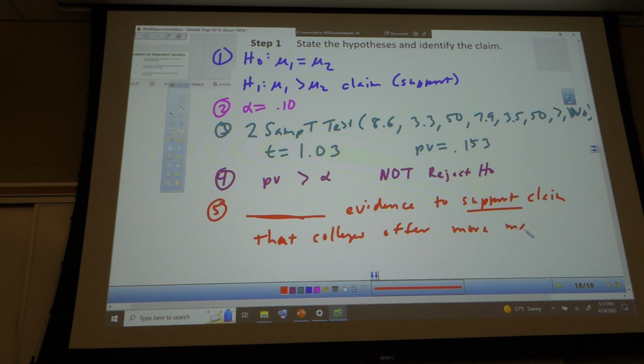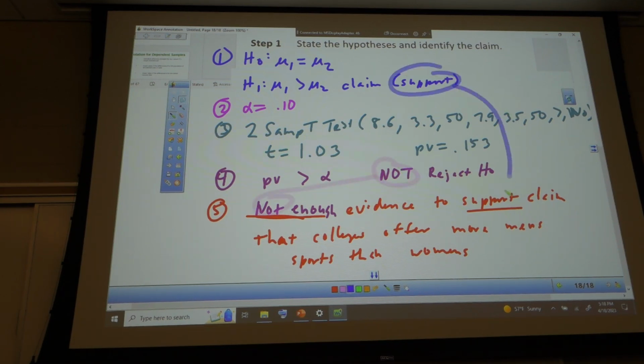Colleges offer more men's sports than women. And we said there's not enough evidence because we did not reject H naught. And support again. All right, good.